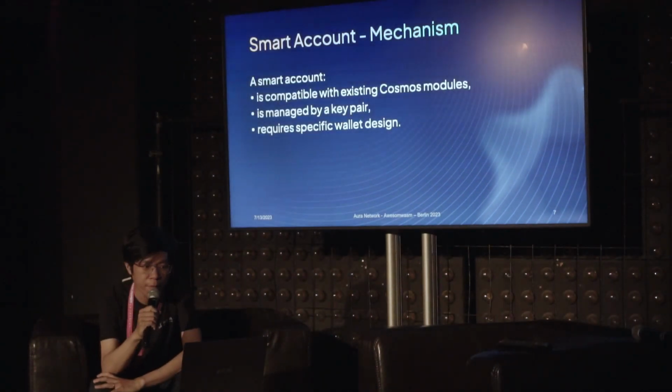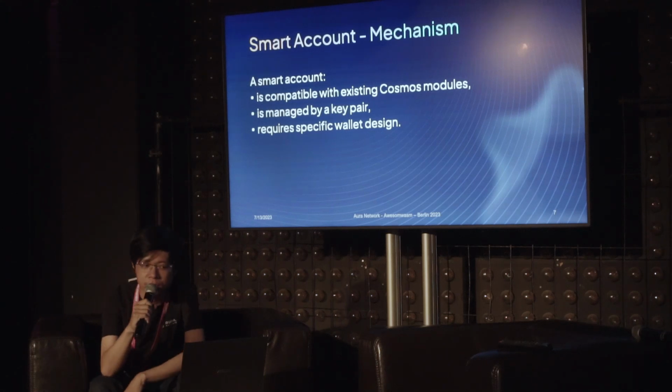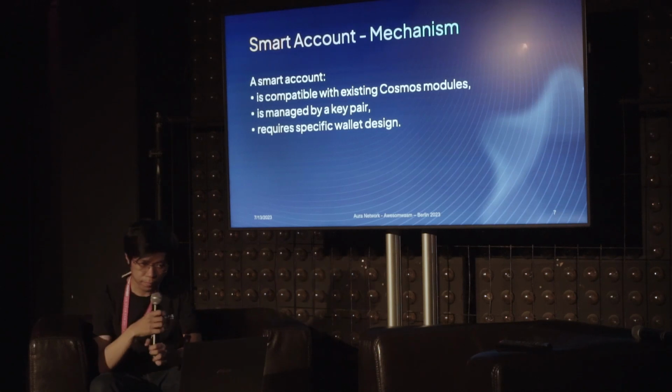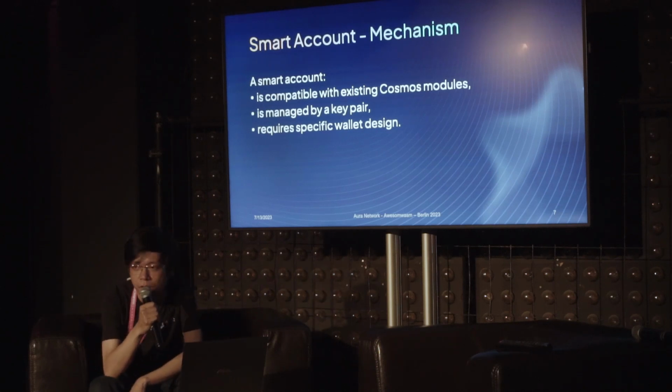So with that, we have a smart account that is compatible with existing Cosmos modules. This actually comes from how a smart contract is treated in Cosmos. It is just another type of account, and we keep that. The second point is that the smart account is managed by a key pair. I think this is pretty important because it is not controlled by another contract or another account. It is controlled directly from a key pair. So for users, they can think that this is another normal account, but with additional functionalities.